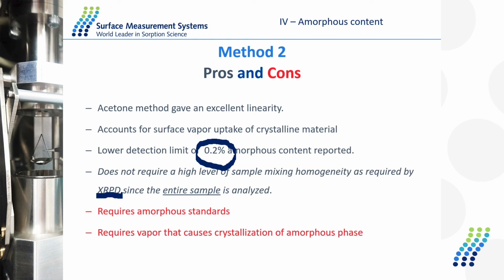However, it has 2 requirements: that you define an amorphous standard in your sample batch that you will call 100%. And second, you have to find a solvent that causes the crystallization. In our case, it was acetone. Now, what about your sample? Which solvent should I use?